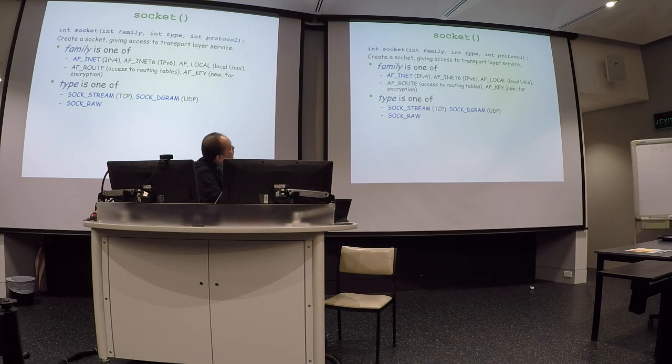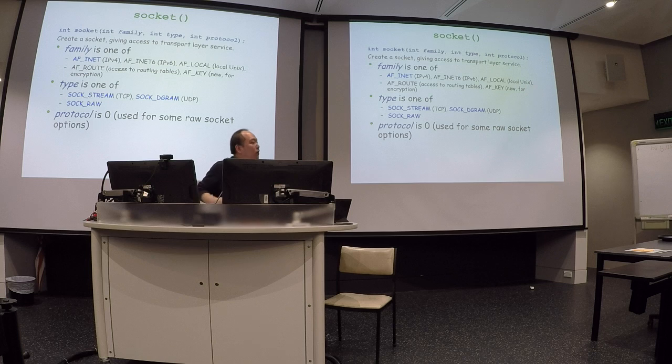Besides these 2 types, we have a third type called the raw type. The raw type is used for you to access network layer communication service. So if you want to directly access the IP protocol for communication, then you can use the raw type. Otherwise, if you just want to access transport layer communication service, then you should use either stream or datagram type socket. The last argument for the socket function is the protocol argument.